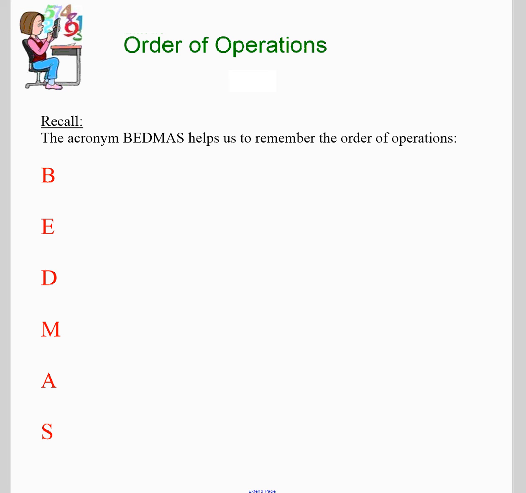So in this video, we're going to be looking at the order of operations, or BEDMAS, again. This time, though, we're going to be looking at it with exponents included in our work. So let's just review again, what does BEDMAS stand for?